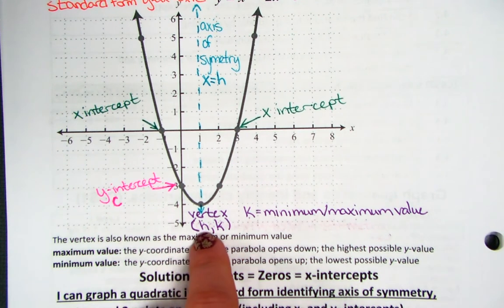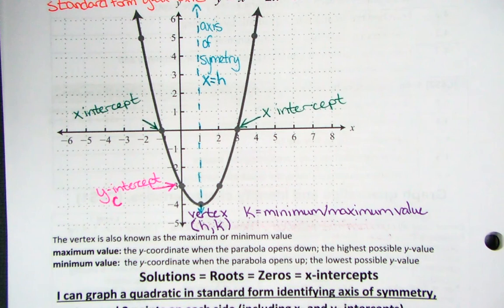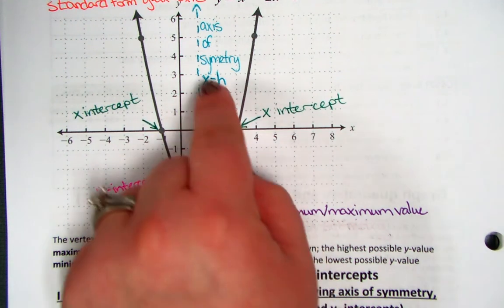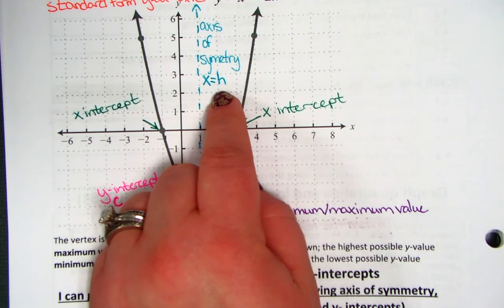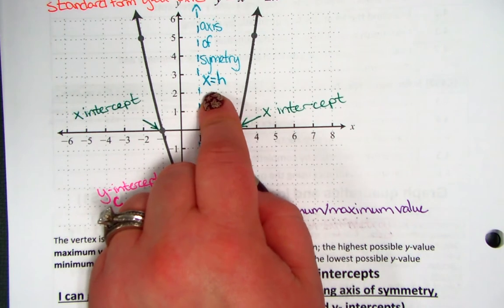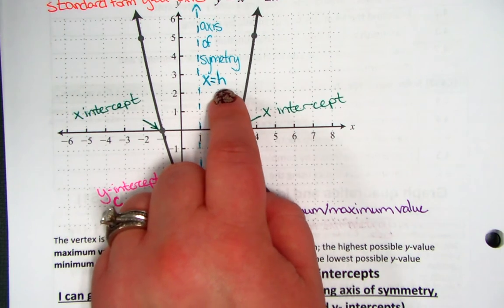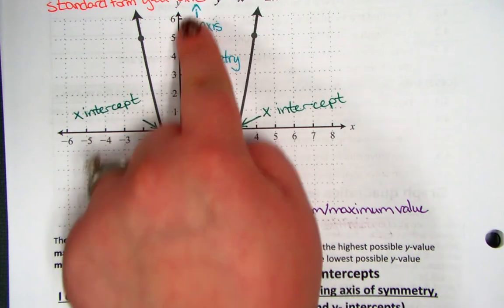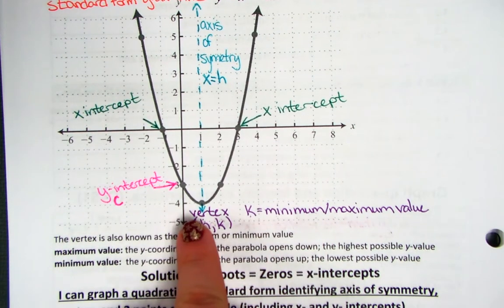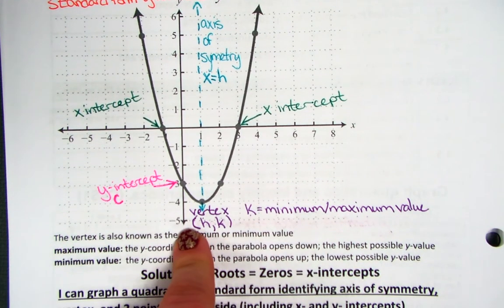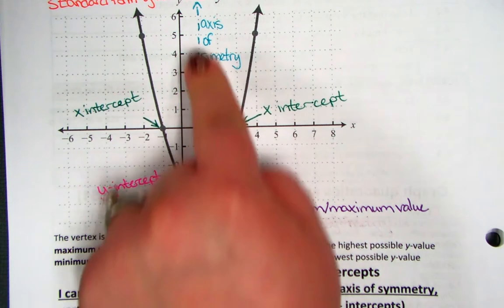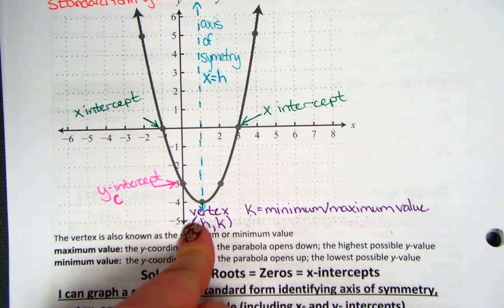The vertex also gives me something called the axis of symmetry. You'll notice that a parabola is always symmetric. The points on either side can be mirrored across what's called an axis of symmetry. The axis of symmetry should always be written as an equation, x equals, and it's always the x coordinate of your vertex. We use a dotted line to graph it, and every parabola that you graph in this class needs to have an axis of symmetry, both labeled and graphed.